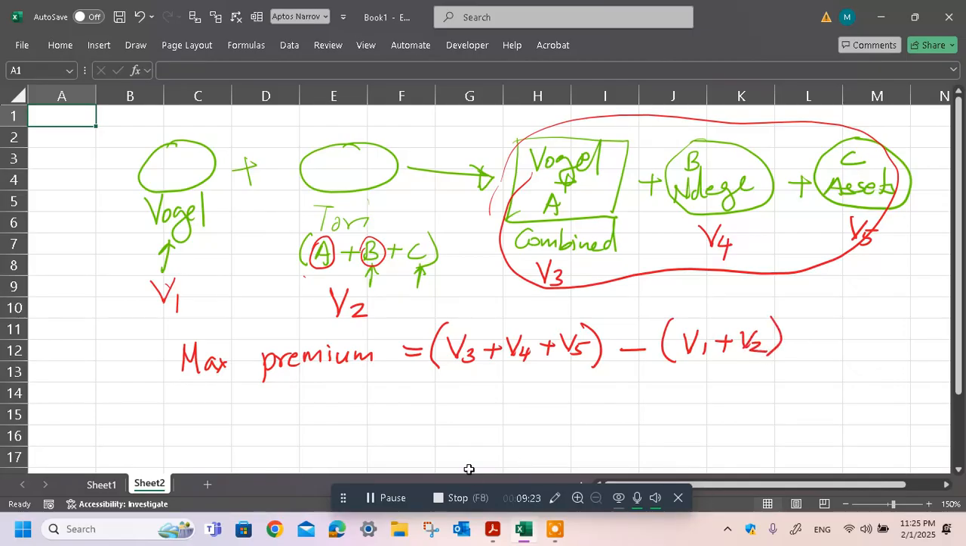So I need to find information to do the valuation of each of them one by one. Find V1, find V2, find V3, find V4, find V5. Finally, substitute into this formula. Alright, so that's going to be the action plan. Let's start.